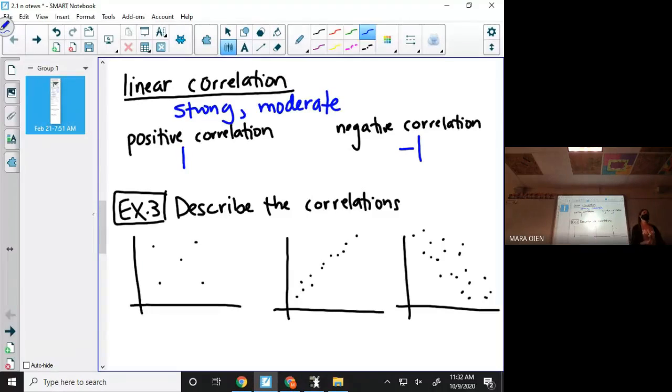Moderate, I would argue, is anywhere from maybe 0.5 to 0.8. So kind of in that middle one. I can tell that it's going up, but the points are a little bit more spread apart. And then we are going to call it either weak or no correlation.